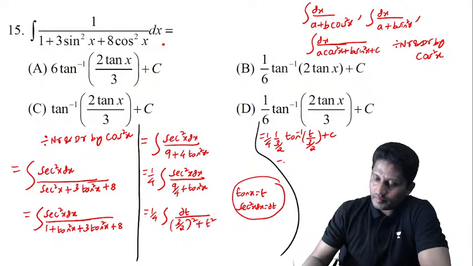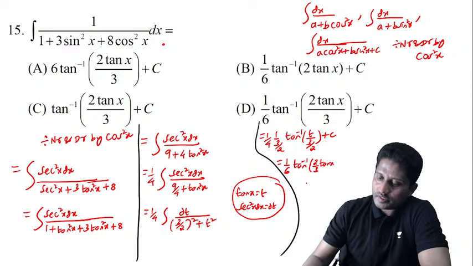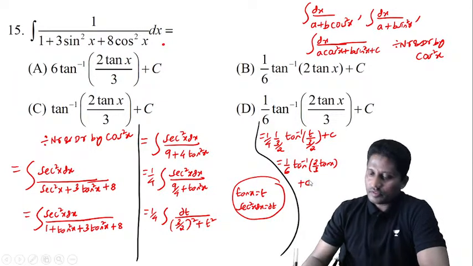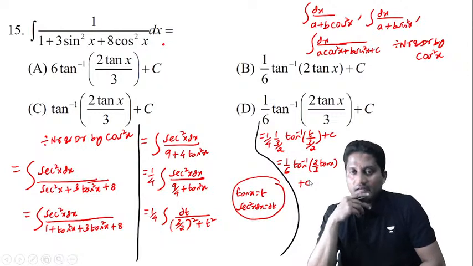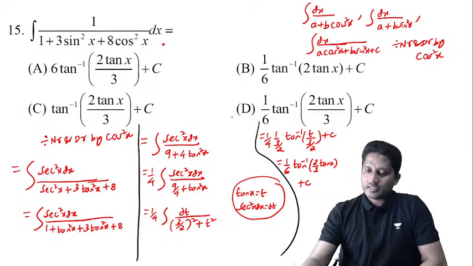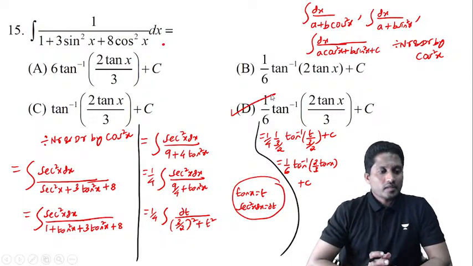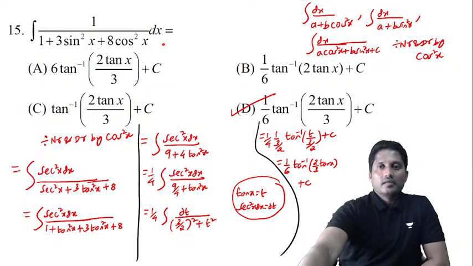So this is equal to 1 by 6 tan inverse of 2 by 3. The t value is tan x, plus c. So this is 1 by 6 tan inverse of 2 by 3 tan x plus c. Answer is option D. Isn't it, guys? Question number 16, that was a little challenging.